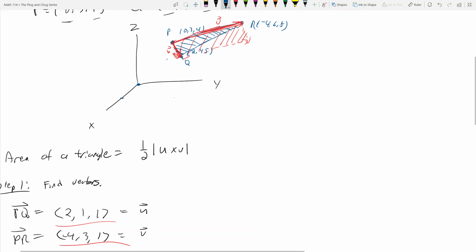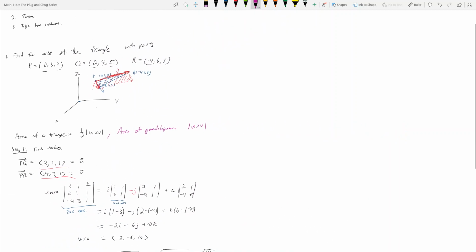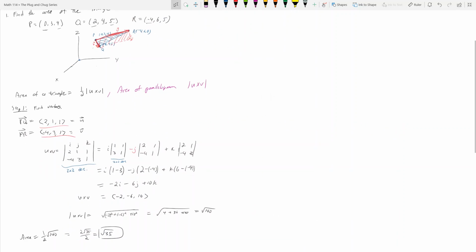So be careful on your exams when they ask for the area of a parallelogram. Make sure that you don't divide by 2, right? You find some cross product. So the area of a triangle is that, and then the area of a parallelogram is going to be just the magnitude of u cross v. And hopefully this picture above shows you why that's the case. And yeah, be careful if the question is asking for triangles or parallelograms. And this is then the first part of chapter 12.4.